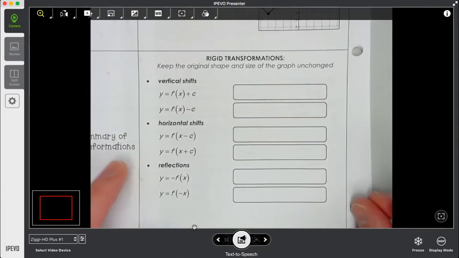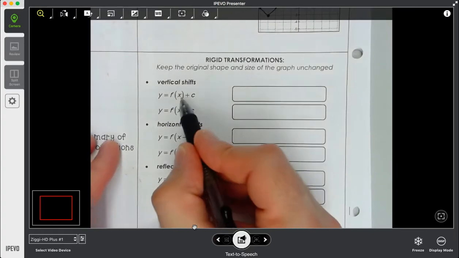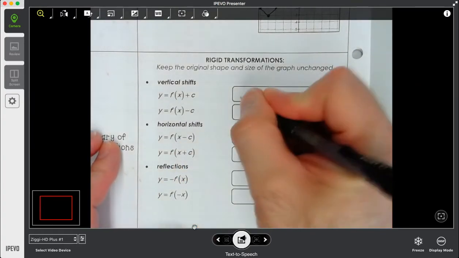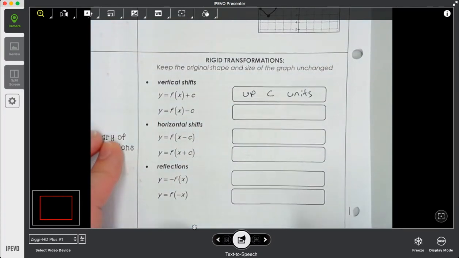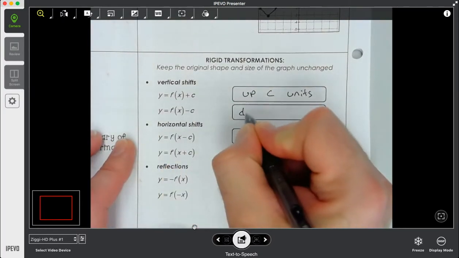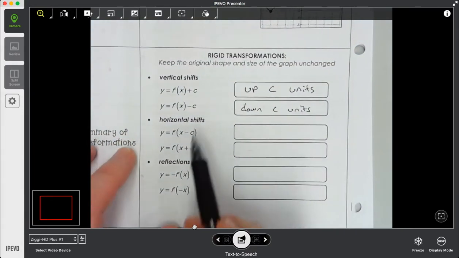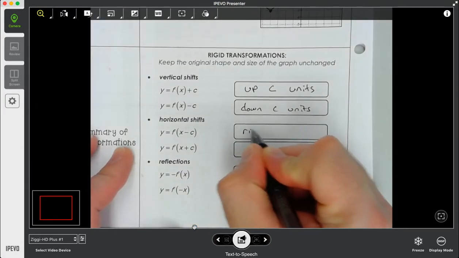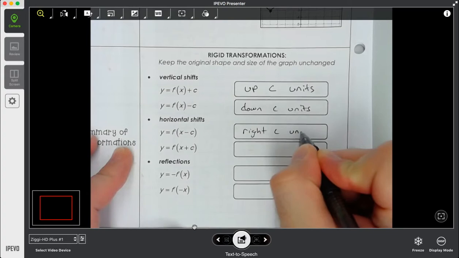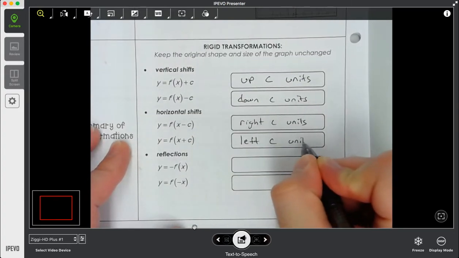All right, so here are some basic rules, and this is where you turn when you get kind of stuck. If I have a function and I'm adding something to the end, this is a shift up C units, whatever that value of C was. And this would be a shift down C units. Horizontal shifts, again, are inside the parentheses, not after them. So this would be right C units, and this one would be left C units.